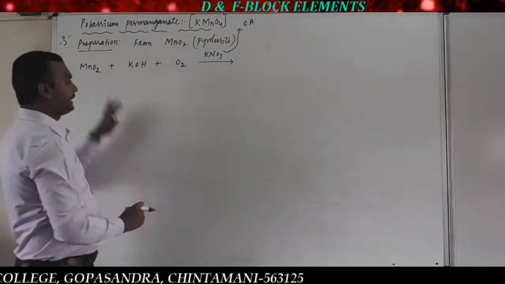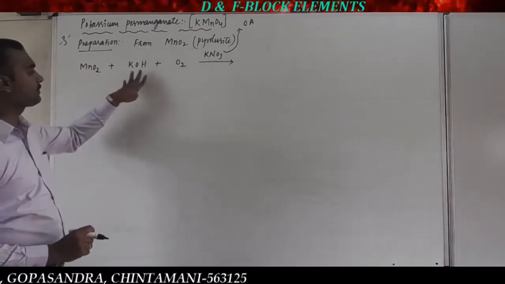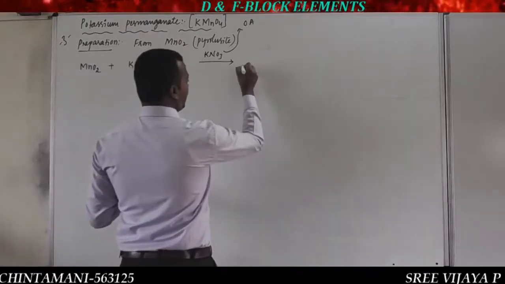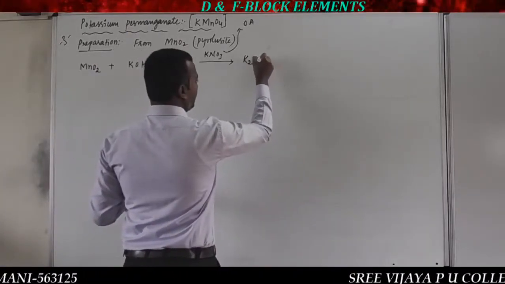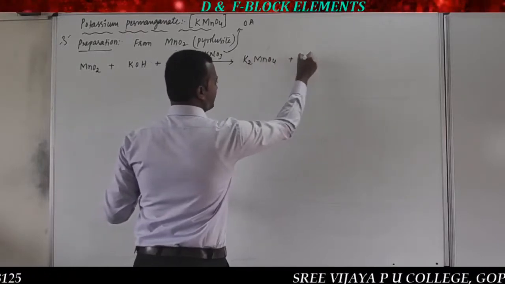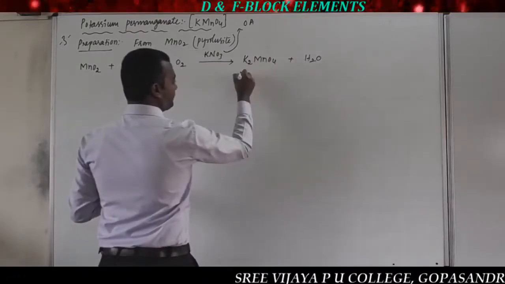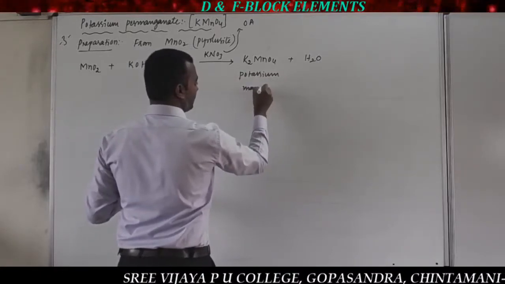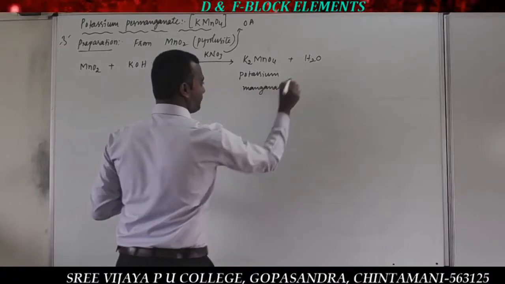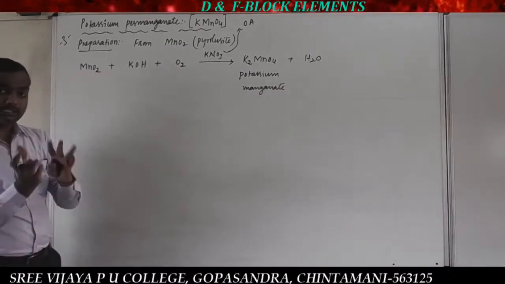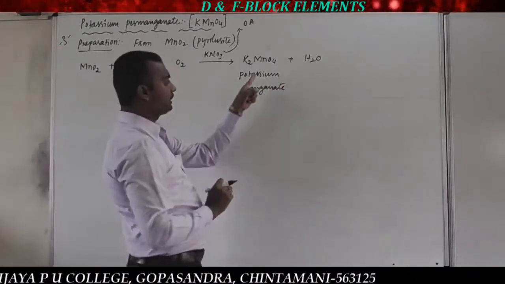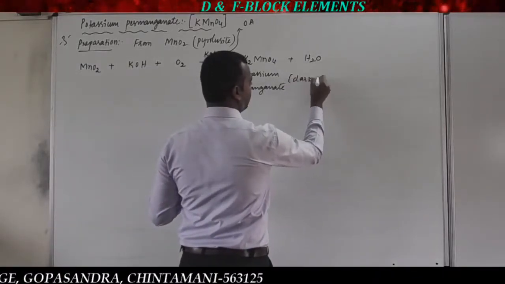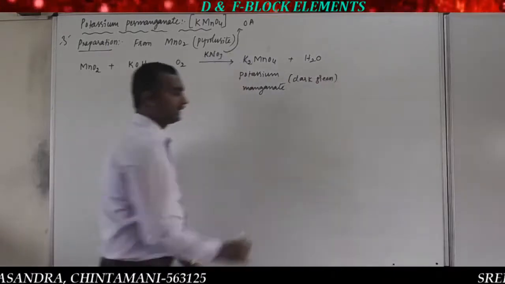So what is the product of that? When pyrolusite MnO2 is fused with KOH in the presence of the oxidizing agent KNO3, that is potassium nitrate, we will get potassium manganate, K2MnO4, plus the remaining products. This is very important: potassium manganate, not permanganate. Permanganate is KMnO4. What we got is potassium manganate. That is a dark green color compound.